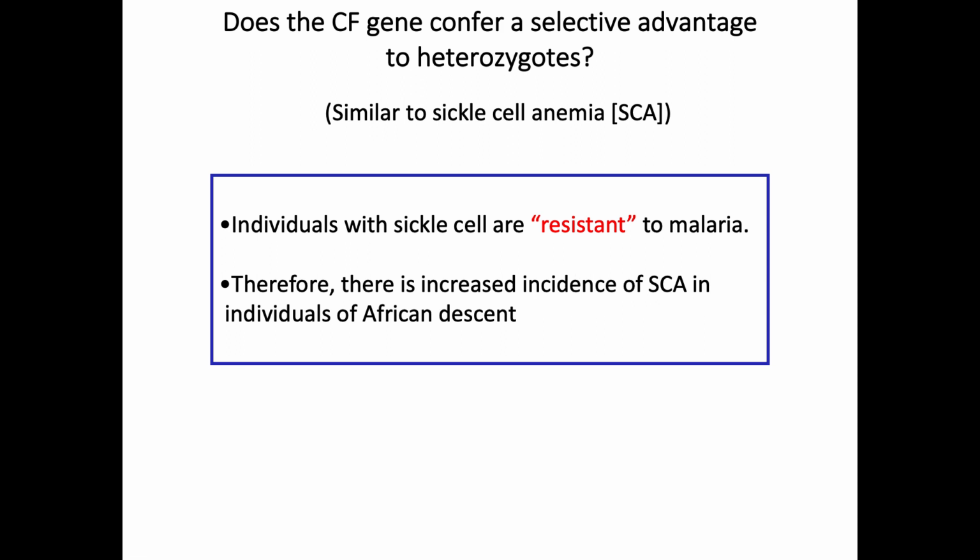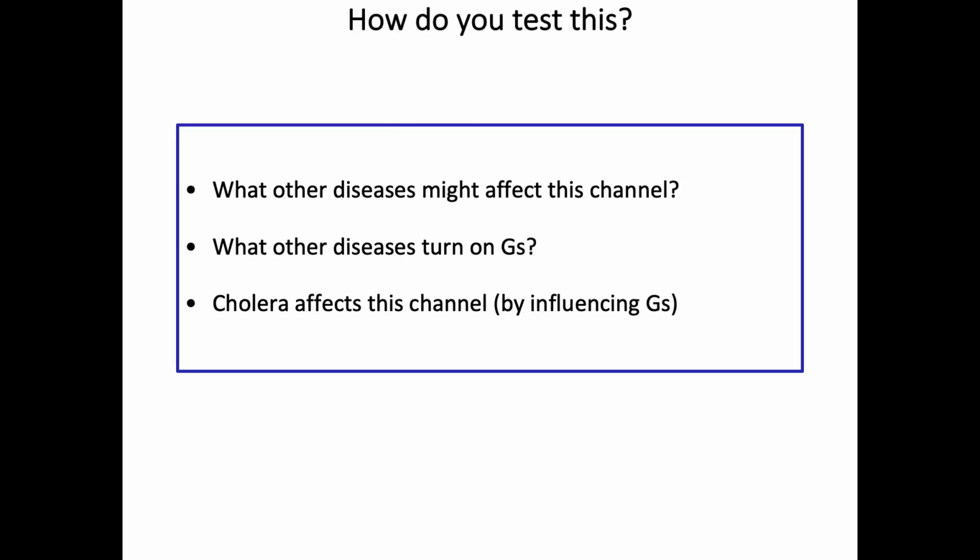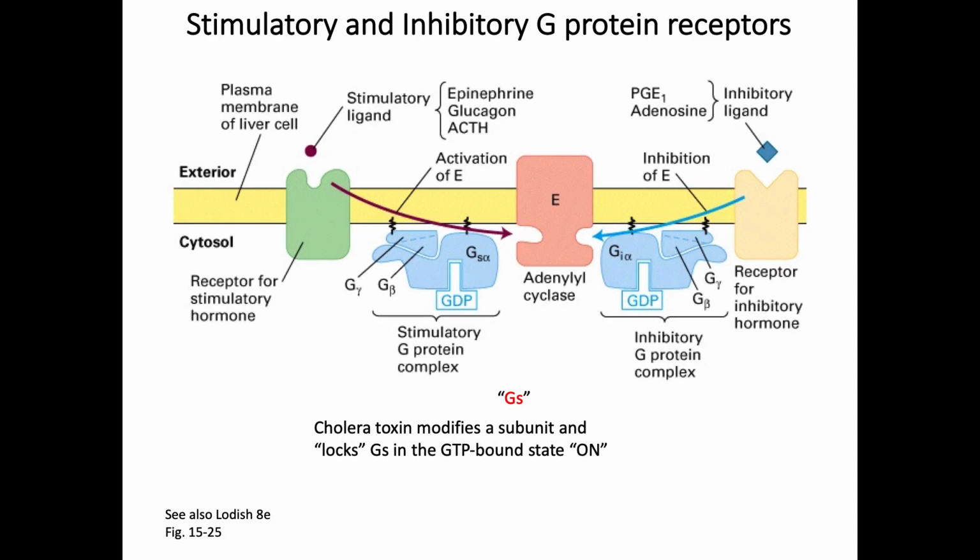So can we correlate that with cystic fibrosis? The question the scientists ask is: what other disease might affect this channel? To answer that question, the first thing they asked is which diseases turn on the G stimulatory protein, which will produce a lot of cyclic AMP to turn on the protein kinase. We talked about this briefly in the last class. Cholera toxin is one of those influencing the GS. We saw this diagram in the last class.